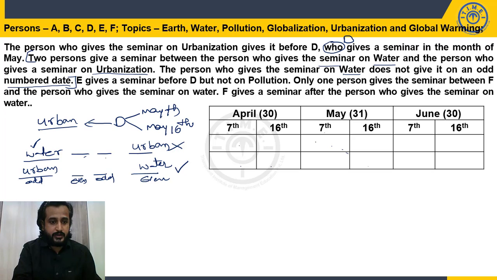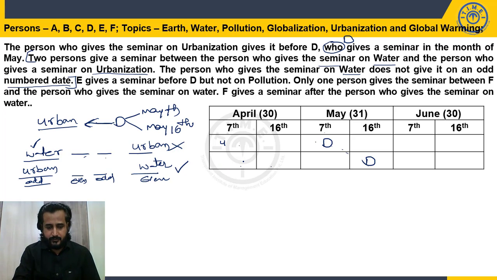And we need to think more logically to answer this kind of question. Every time we should not write the information side by side. Think logically more. So D may be May 7th or D may be May 16th. Now in this case, it is confirmed that urbanization will come. We know urbanization will come before D. Now it is an odd number date, so this is the only possibility.